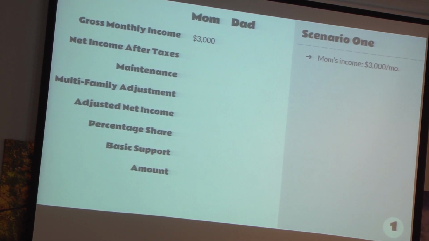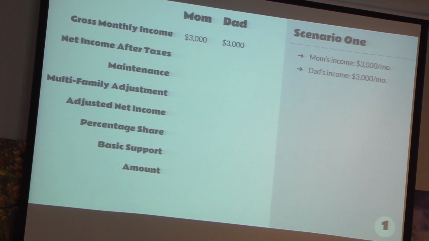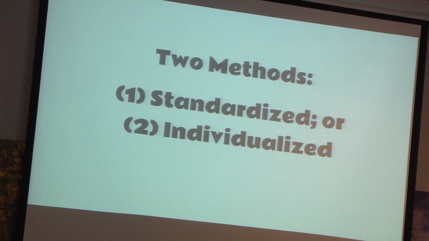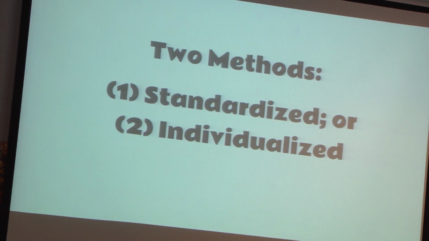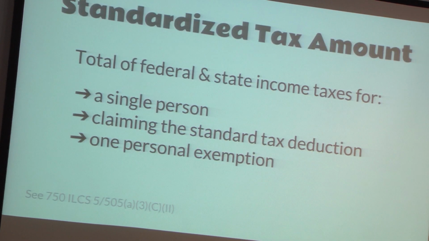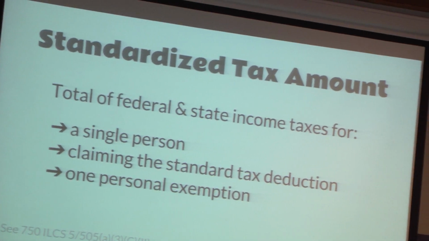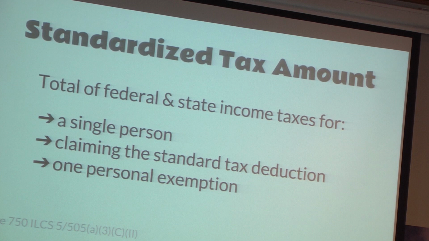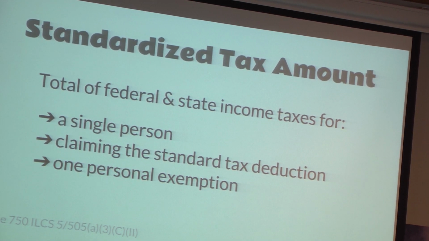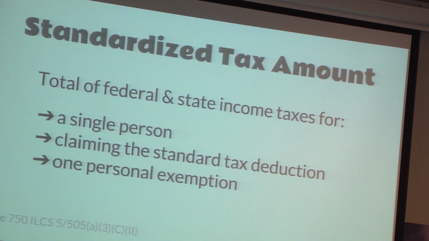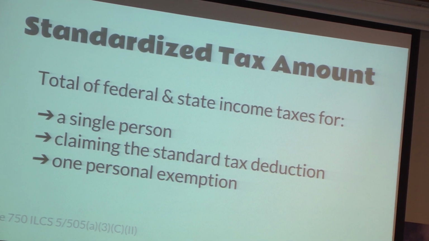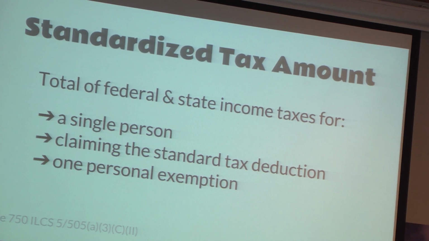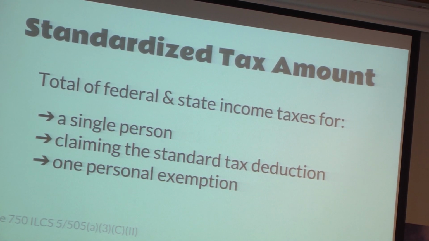We have $3,000 gross income per month for a mom, same thing for dad, and for taxes we got to figure this out. So as I mentioned before, taxes has two ways of calculating it. You can do standardized or you can do individualized. Standardized, I think, is basically for me and my colleagues, right? We're doing high volume calls, or we're dealing with a lot of people very quickly, so we're going to use the chart because it's very quick and easy to determine someone's tax obligations. For you, if you have a smaller call volume, I would strongly suggest you at least look into individualized.